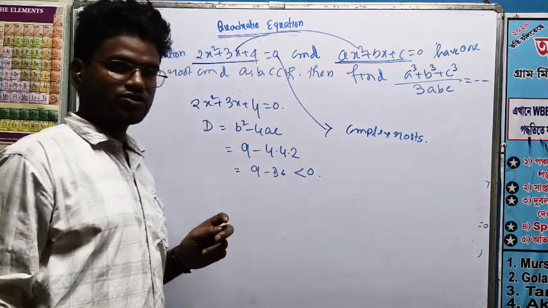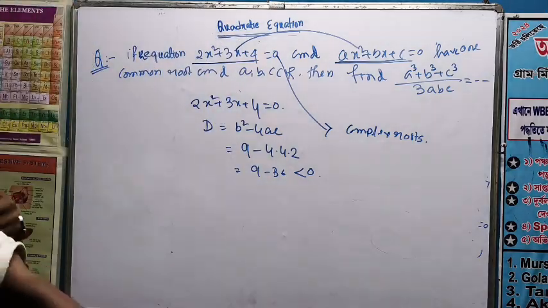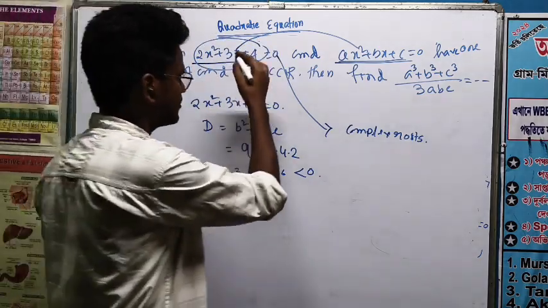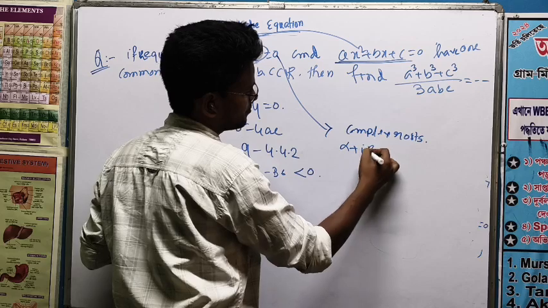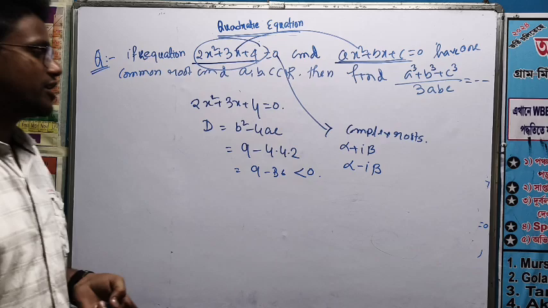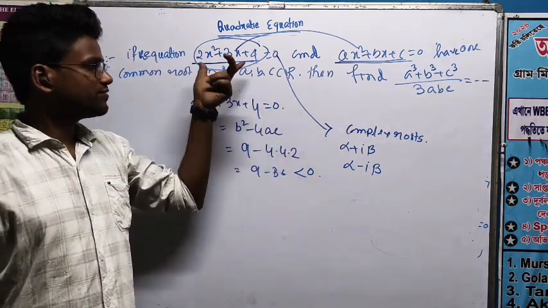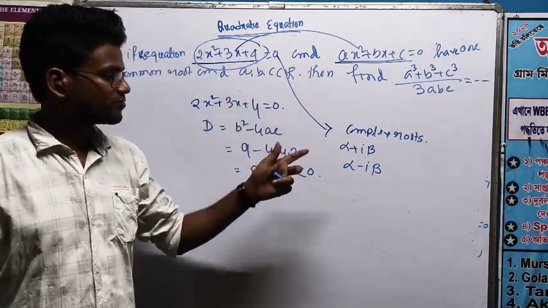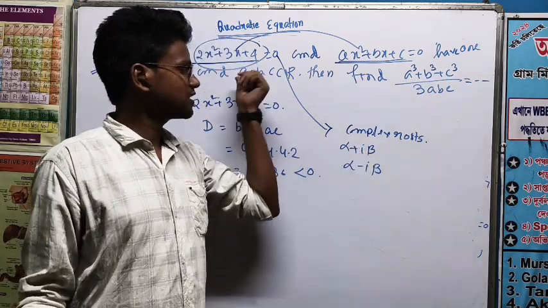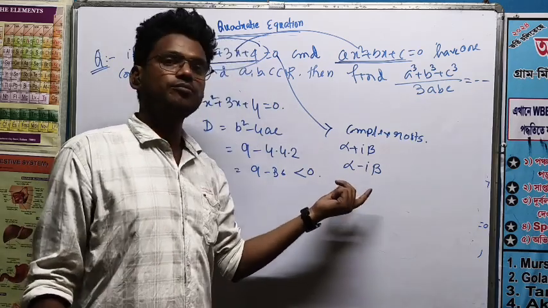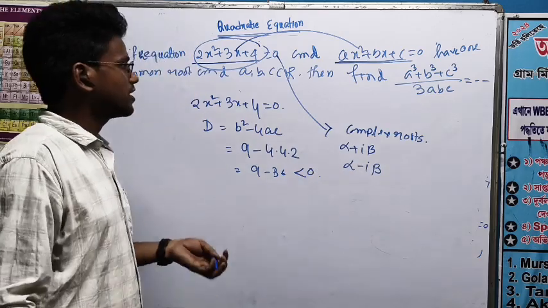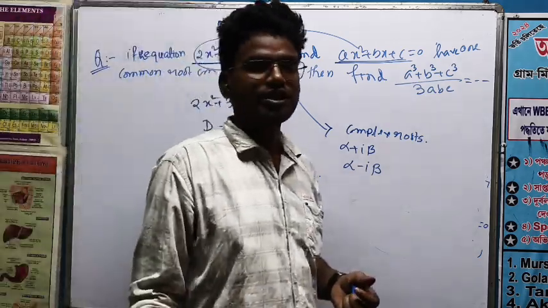Complex roots occur in pairs in any equation. That means if this equation has the root alpha plus i beta, then obviously the other root is alpha minus i beta. That is the conjugate root. That means complex roots are conjugate pairs.